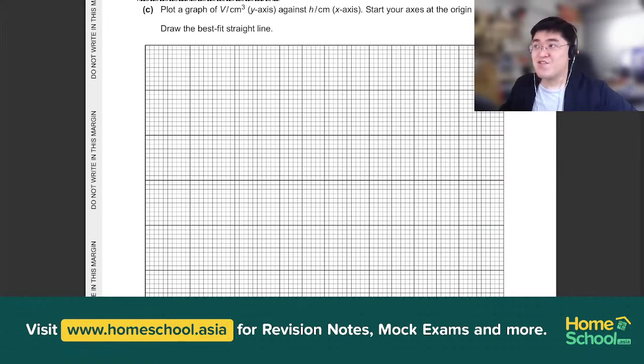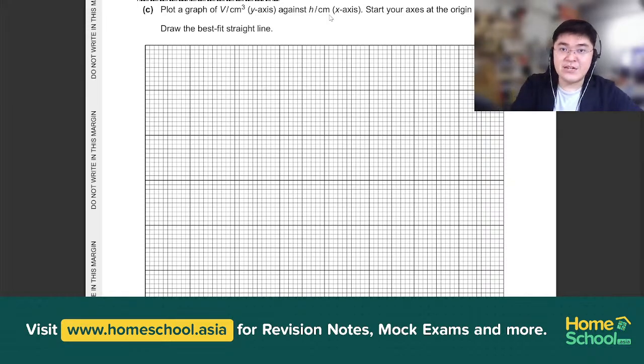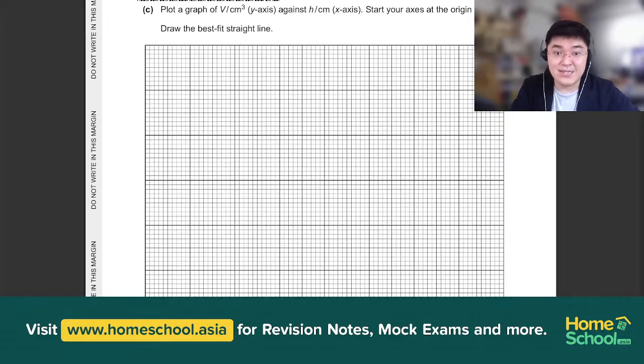So we are to plot a graph of V in cm cube on the y-axis against h in cm on the x-axis, okay? And we are to start the axis at origin 0, 0. Please remember to read this, yeah? Start the origins at 0, 0. Everything is given to you. All right, so draw the best fit line.